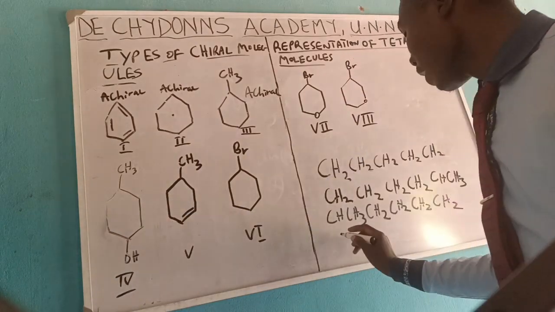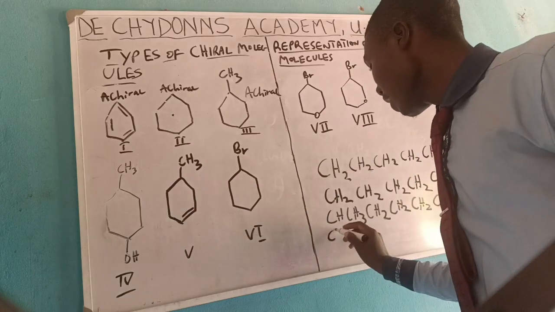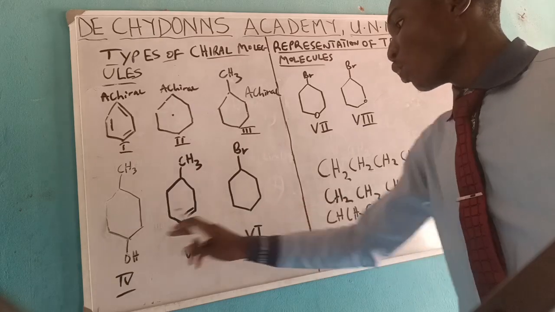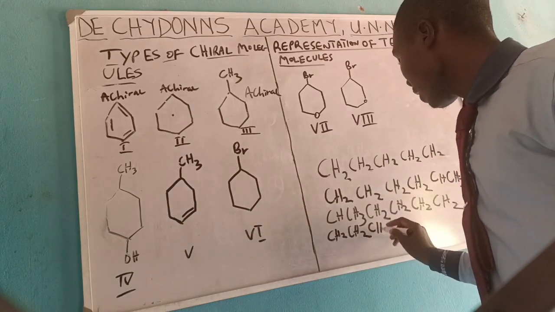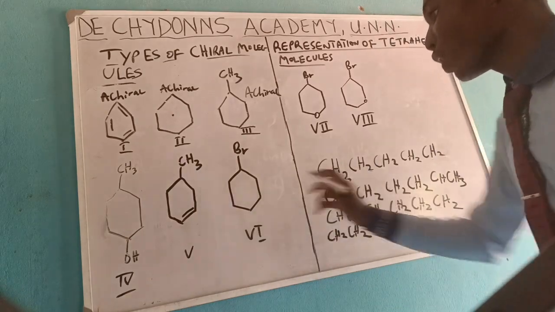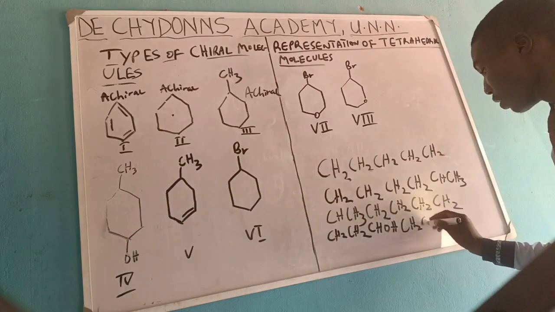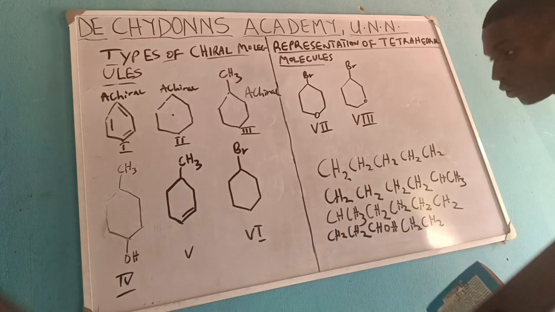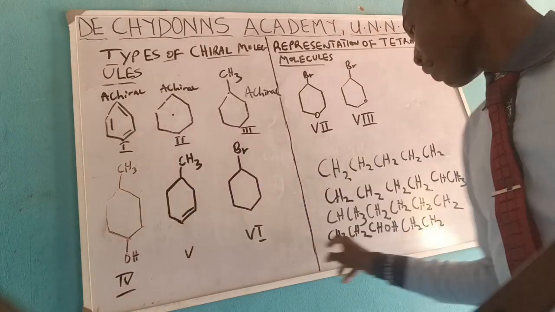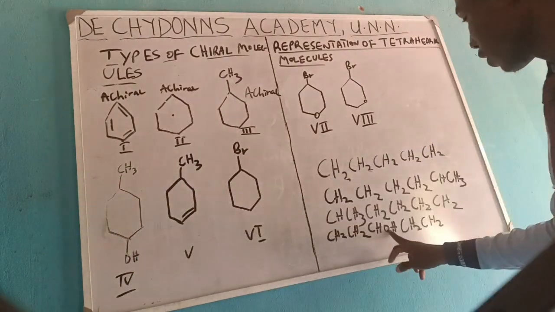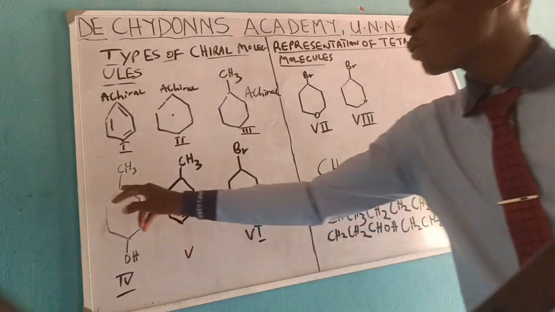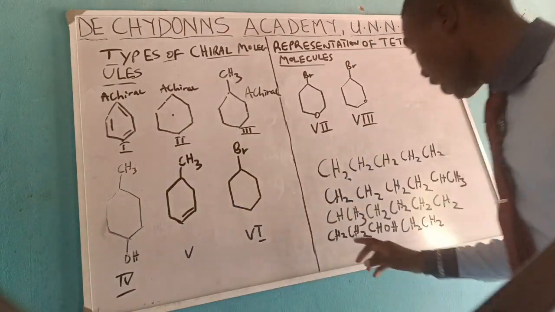So what we have here is CH2, second one CH2, then we have CHOH, then CH2, and then CH2. Then let us run from this opposite side and see what we have. CH2, CH2, CHOH, CH2, CH2. It simply means that if you go through this way and you go through this way, you have the same compound.